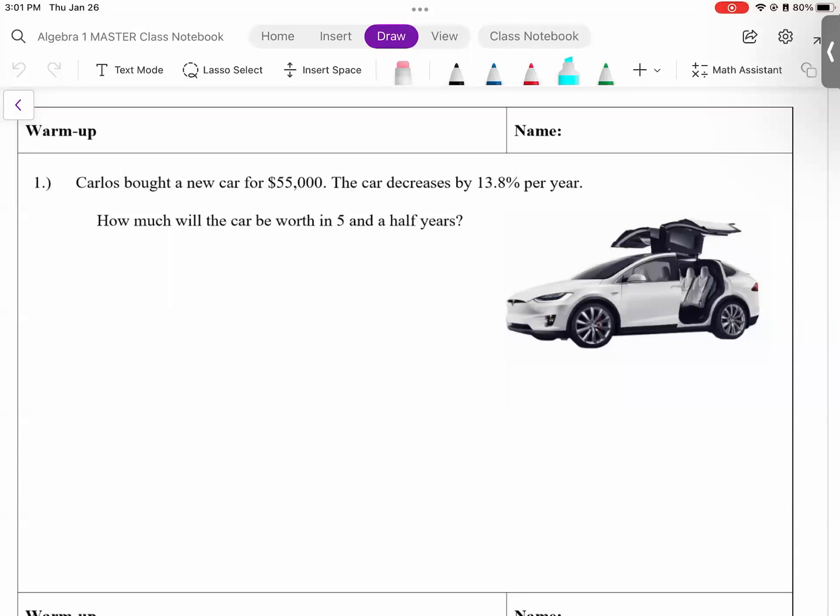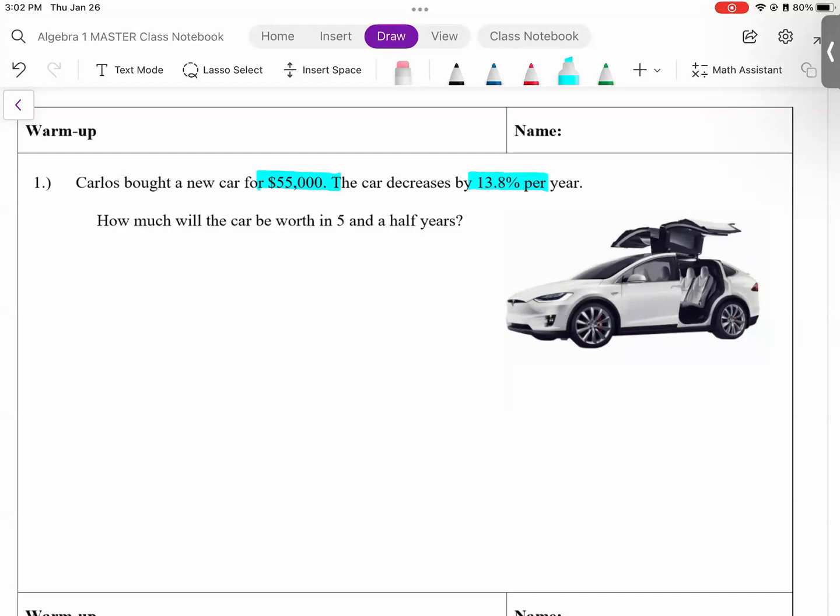All right, so let's go ahead and check our answers. Carlos bought a new car for $55,000. Let's go ahead and highlight that as important information. We know that the car decreases by 13.8%. Remember from last class, cars depreciate, which means they lose value over time.